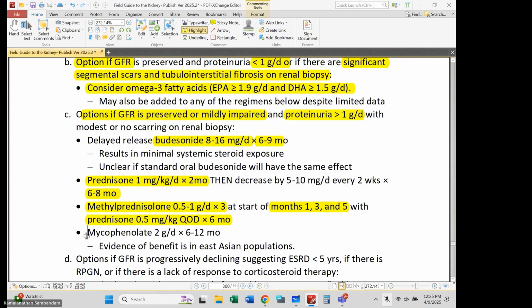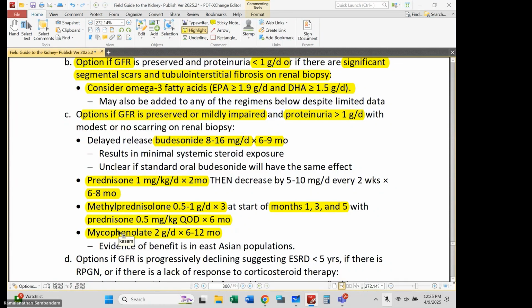There's one more I'll highlight where you can reasonably argue for the use of mycophenolate. This is a controversial intervention that shows a lot of negative studies if you're not East Asian. If you are East Asian, including a recent KI randomized controlled trial that was done exclusively in patients from China, there was a benefit to mycophenolate.